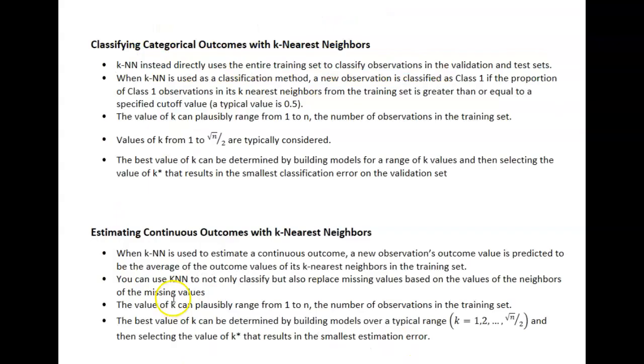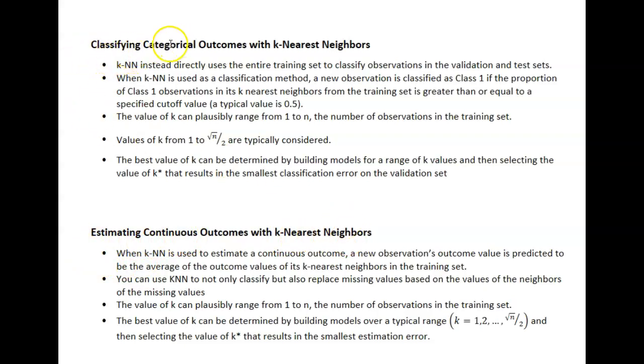For this video lecture, I'm going to explain the steps to classify categorical outcomes with the help of the k-nearest neighbor algorithm, and we'll do another example that will help us estimate continuous outcomes with the k-nearest neighbors algorithm.